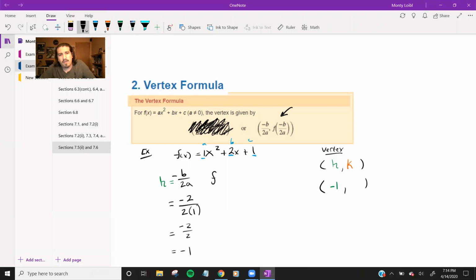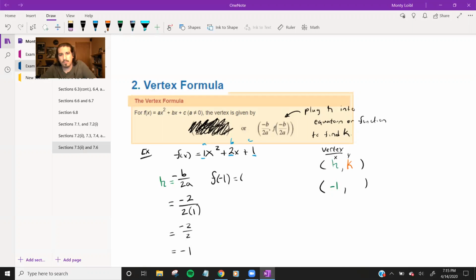Okay, now we've got f of negative 1. So what this is saying is you plug h, which is an x value, into the equation or function to find k, right? So once you have the x value, because remember the vertex is a point, right? So this is our x value, this is our y value, right? So if you have x, you plug it in to get y. If you know what your x value for your vertex is, which is represented by h, you can plug it back in to find k.